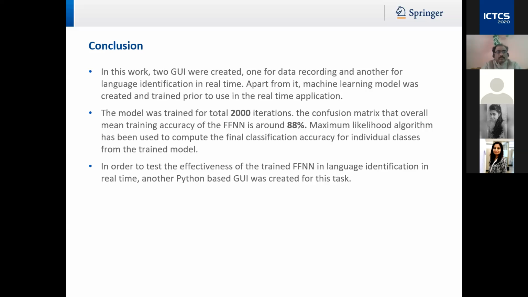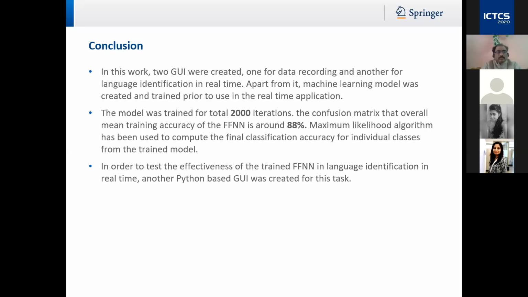Lastly, conclusion. In this work, two GUIs, graphical user interfaces, were created, one for data recording for training and another for identifying at real time. Apart from which, a machine learning model was created and trained prior to use in the real-time application. The model was trained for a total of 2000 iterations. The confusion matrix shows that the overall mean training accuracy of the FFNN is around 88%. The maximum likelihood algorithm has been used to compute the final classification accuracy for individual classes from the trained model.